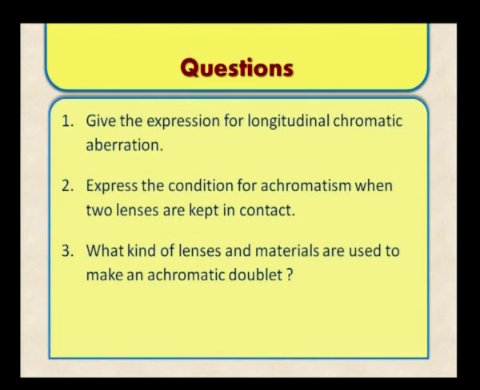Now, we have the question session. Question number 1, give the expression for the longitudinal chromatic aberration. Question number 2, express the condition for achromatism when two lenses are kept in contact. The last question is, what kind of lenses and materials are to be used to make an achromatic doublet.